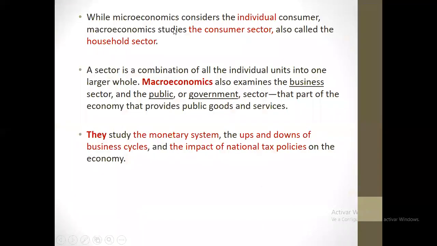Okay. Now, what macroeconomics considers the individual consumer, macroeconomics studies the consumer sector, also called the household sector. What is a sector? A sector is a combination of all the individual units into one large whole. Macroeconomics also examines the business sector and the public or government sector, that part of the economy that provides public goods and services. They study the monetary system, the ups and downs of the business cycle, and the impact of national tax policies on the economy.